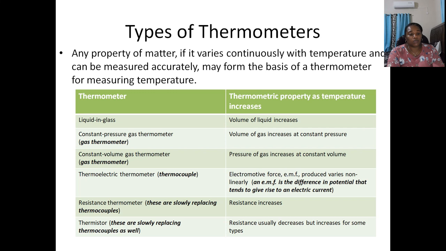With a liquid and glass thermometer, the volume of the liquid increases. With constant pressure gas thermometers, the volume of the gas increases at constant pressure. With constant volume gas thermometers, the pressure of the gas increases at constant volume. With thermoelectric thermometers, such as thermocouples, the electromotive force (EMF) produced varies non-linearly. Resistance thermometers use resistance increases, and with thermistors, the resistance usually decreases but increases for some types.